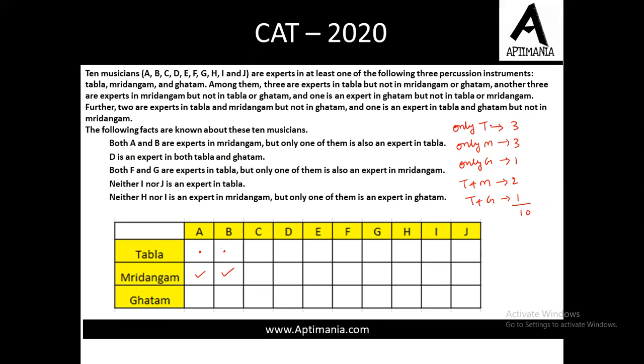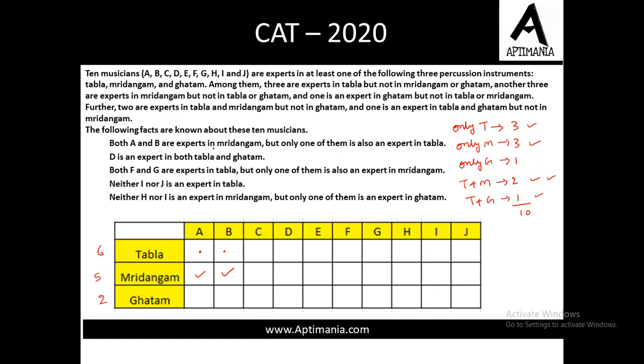Before that, see, in the T row, how many values will there be? Three from here, two from here, and one from here. So in total, six ticks must be there in the tabla row. For mridangam, how many values should be there? Three from here and two from here. So five must be there in mridangam, and in ghatam we have only two values. So two must be there in ghatam. Fine. So we have used this information.